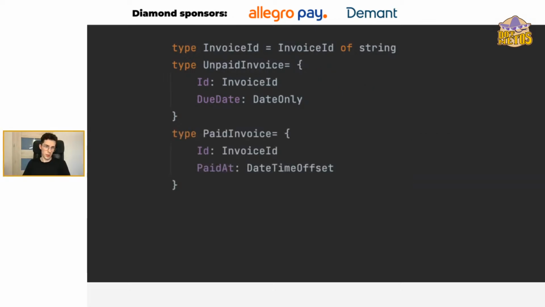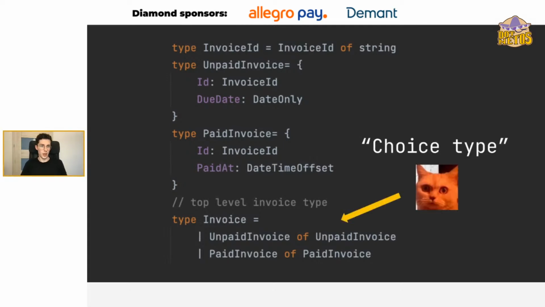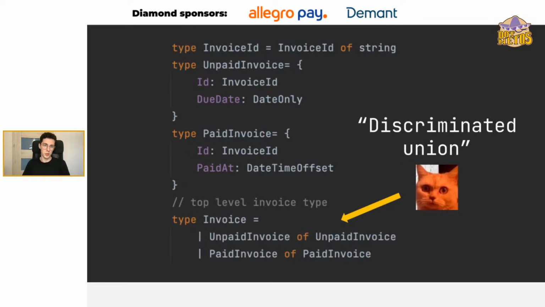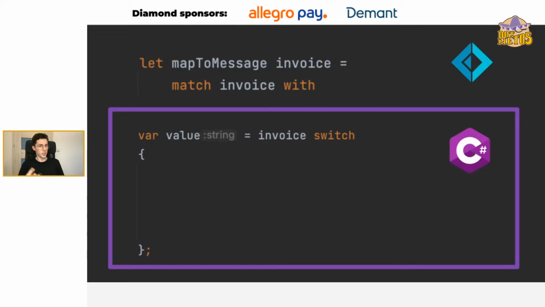Once more, the paid one, and here's something new. It's a top-level invoice type with two choices. And in F# it's called a choice type, sometimes called a sum type, and if you read Wikipedia, it will probably be a tagged union, and in F# it's a discriminated union. It's a fancy one. And now we need a map to message function, which takes the invoice as a parameter and does the switch, the same switch we've done before, in F# a second ago.